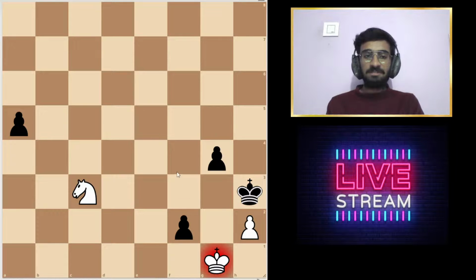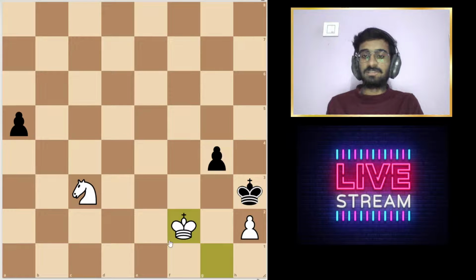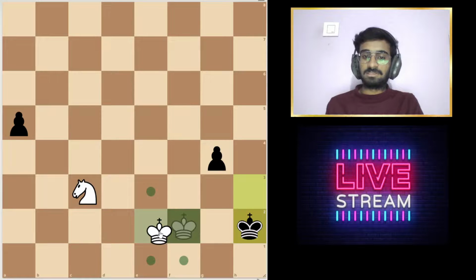The answer is very fascinating. Okay, let's see the answer now. The first move that you said, king takes pawn, is correct. And after king takes, there are three moves that could draw. The most fascinating move that will draw the game is king to e2.